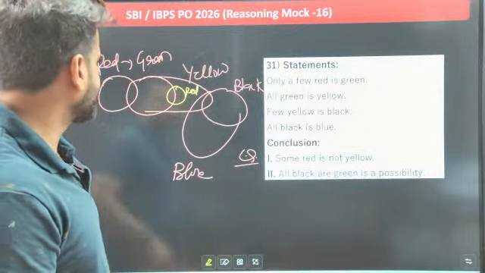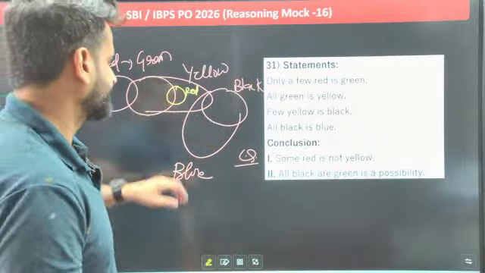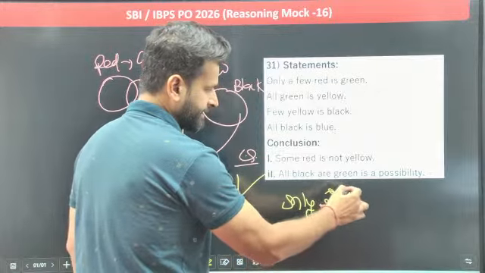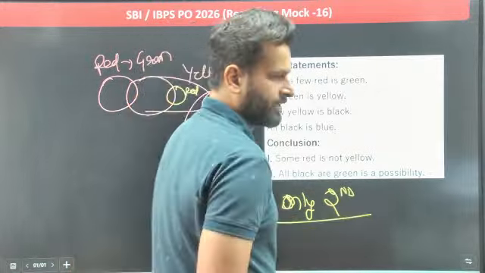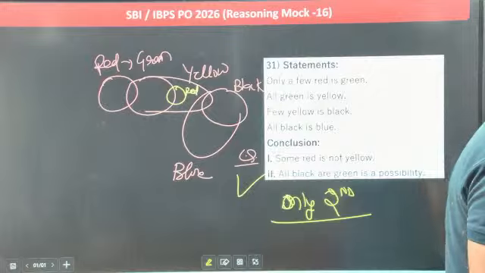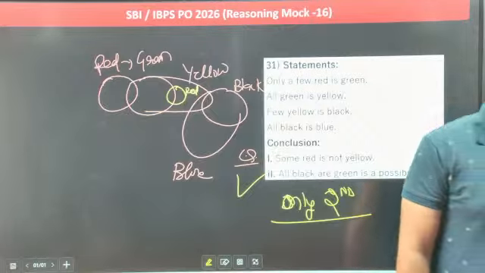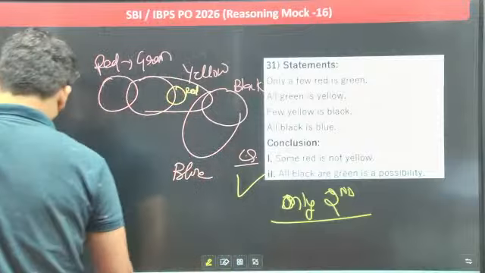Second is all black or green is a possibility. All black. Yes, in this there is no doubt. Yes. So the answer will be only second follows. Only the second conclusion will follow. Is this clear? All right. Next.